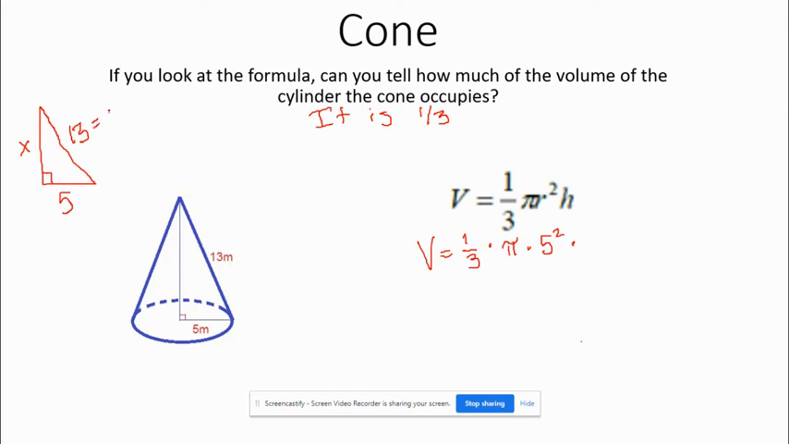Across from the right angle is C. So then now if I was doing this properly, it would be 13 squared, 13 squared equals x squared plus 5 squared.